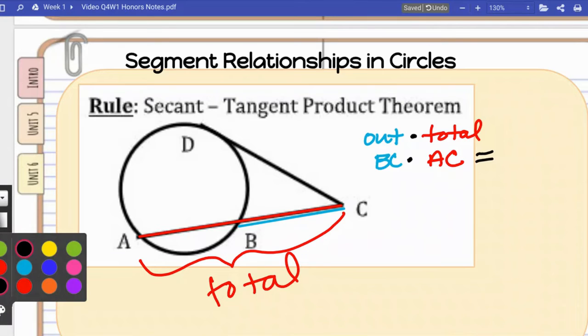And since the other line is a tangent, we're just going to take the tangent line and we're going to square it. So it's going to be the distance from D to C squared. The reason why we're squaring it is because it follows the secant rule, which is outside times total. And that tangent, the outside and the total length are the same number. To multiply the same number by itself, that just means to square it.